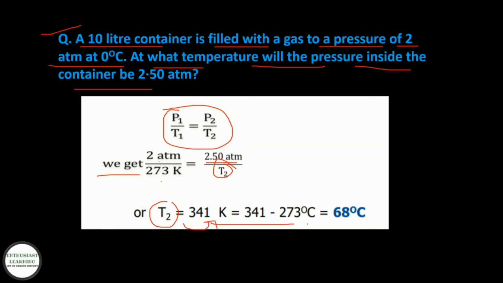But the final answer would be 68 degrees Celsius, as we need to find the temperature at which the pressure inside the container will be 2.5 atm. So 341 minus 273 is 68 degrees Celsius. The final answer would be 68 degrees Celsius.